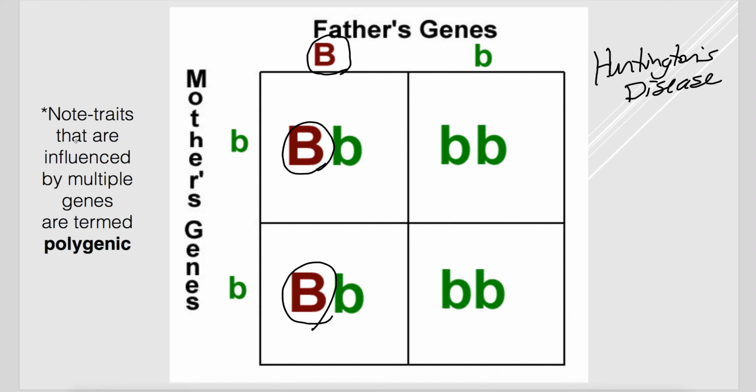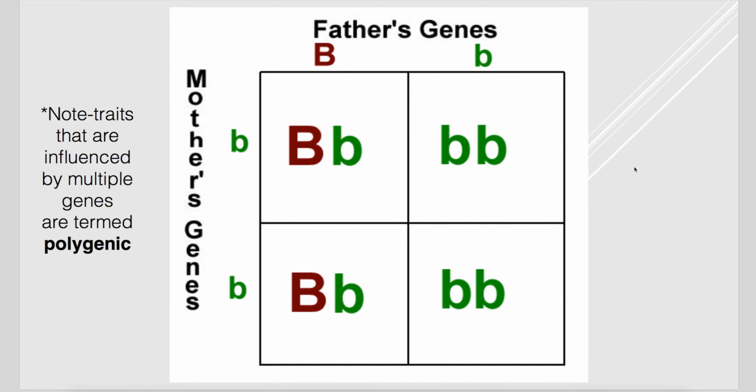So this note over here: traits that are influenced by multiple genes are called polygenic. Things like height, hair color, and eye color, those are polygenic traits because they're controlled by multiple genes. And that's really the vast majority of traits. They're mostly polygenic.